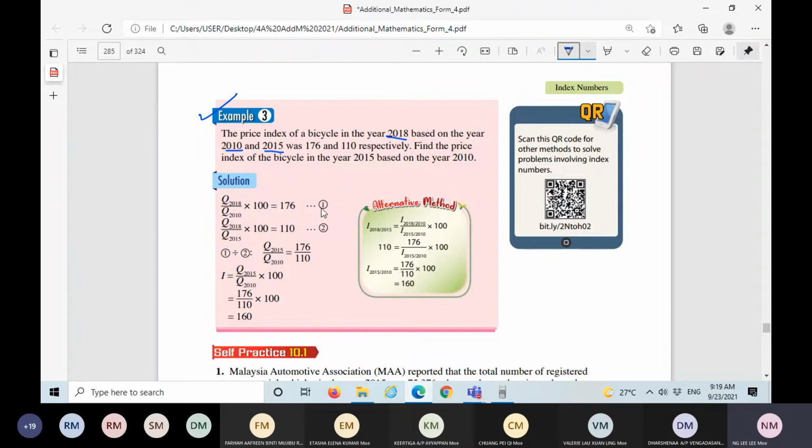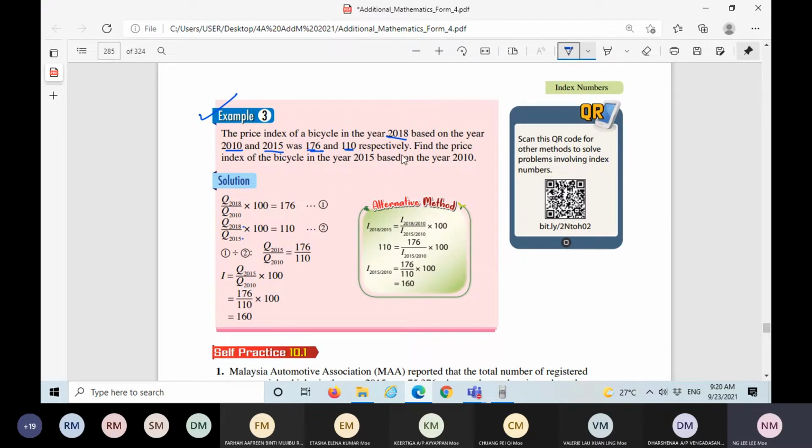So you can write it out. You see, now they don't put 1 and 0 anymore. They will write out the year. So the first one, the 176, is 18 based on 10. Write out using the index number formula, equal to 176. The second one is 18 based on 15. Also same thing, write out the formula, let it equal to 110. So that you have two equations here.